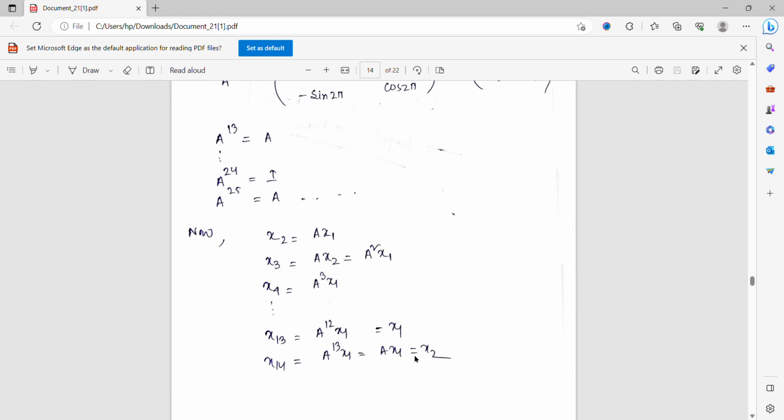So what is our given sequence xn? It is x1, x2, x3, dot dot dot, x12, then again repeats x1, x2, x3, dot dot dot, x12, then again repeats x1, x2, x3, dot dot dot, x12. So what does it mean? I have different types of subsequences which converge to different limits.